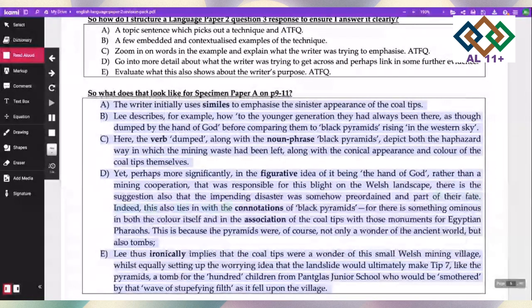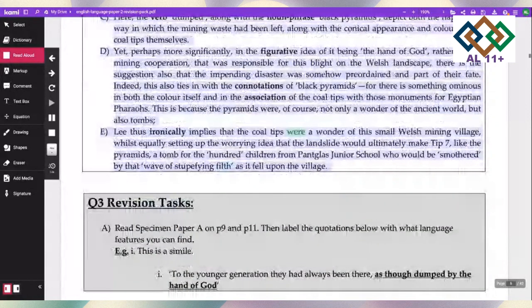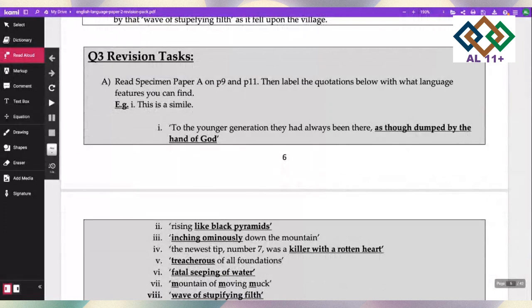Indeed, this also ties in with the connotations of black pyramids, for there is something ominous in both the color itself and in the association of the coal tips with those monuments. For Egyptian pharaohs, this is because the pyramids were, of course, not only a wonder of the ancient world, but also tombs. Lee thus ironically implies that the coal tips were a wonder of this small Welsh mining village, whilst equally setting up the worrying idea that the landslide would ultimately make Tip 7, like the pyramids, a tomb for the 100 children from Pantglas Junior School who would be smothered by that wave of stupefying filth as it fell upon the village.